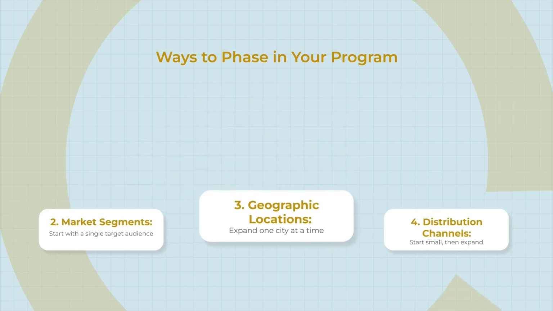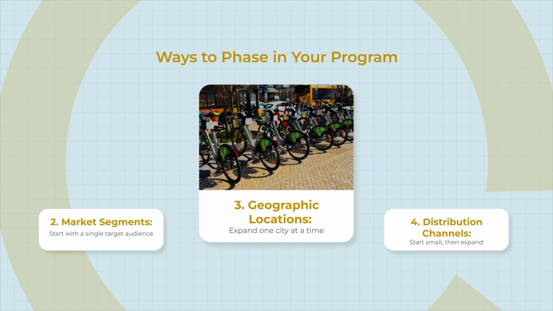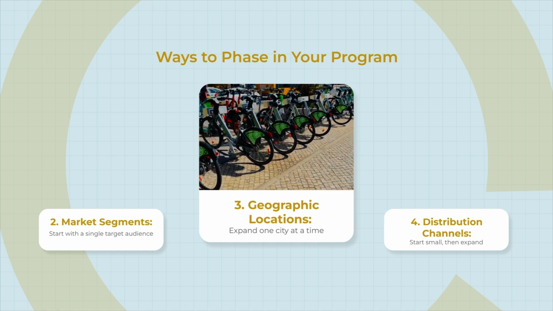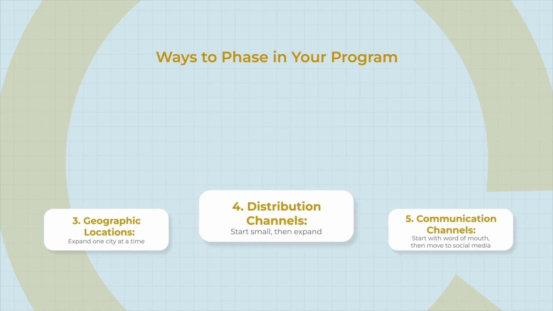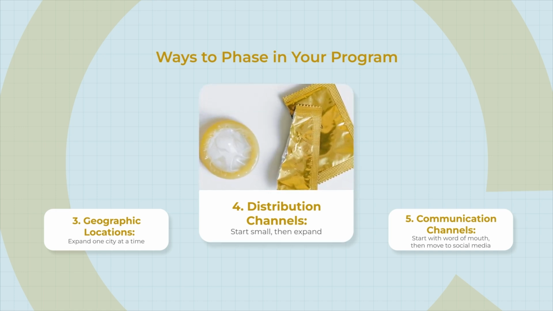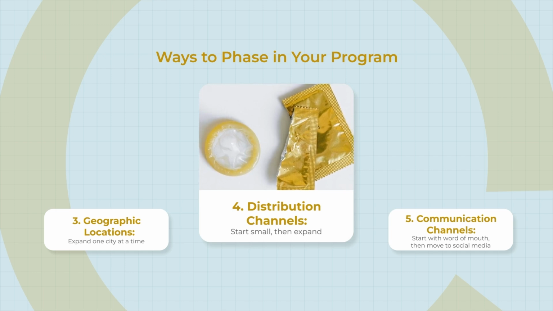3. Geographic locations. Roll out city by city. For example, offer bike sharing in downtown first, then expand to the suburbs. 4. Distribution channels. Start small, then expand. For example, distribute free condoms at clinics first, then expand to universities and bars.